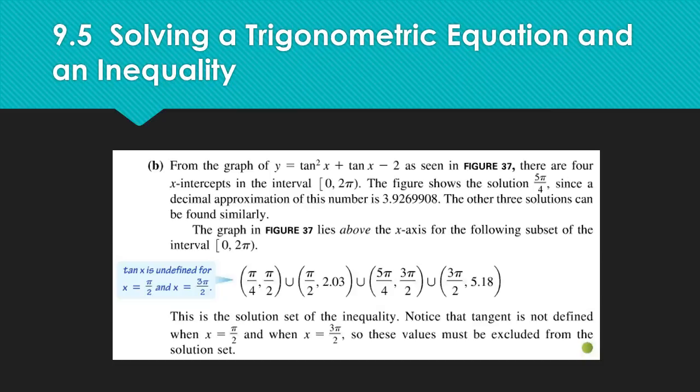And then there's a break. There's an asymptote there. So pi over 2 to 2.03. And then from 5 pi over 4 to 3 pi over 2, and 3 pi over 2 to 5.18. It's a little complicated because of the asymptotes. That's why they have that break there in between values.